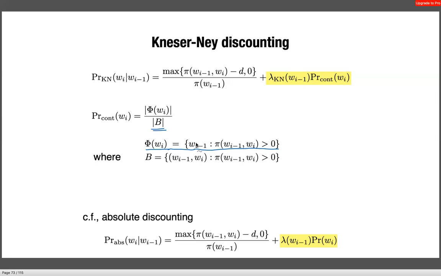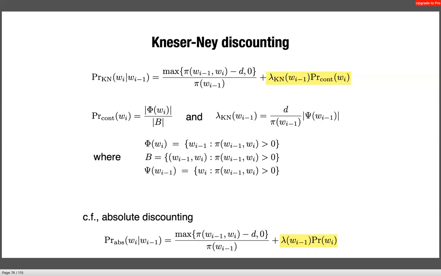And that's exactly what we meant intuitively from the previous example, right? And that's exactly what we wanted the continuation probability to capture. And this lambda will be your discounted mass. So that's d by probability of wi minus 1 times the size of psi wi minus 1 from before. Remember, we had already defined psi wi minus 1, which is all the wi such that wi minus 1 wi has a non-zero count, greater than 0 count.